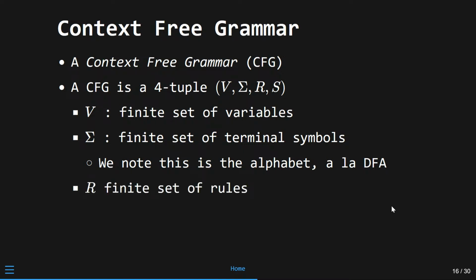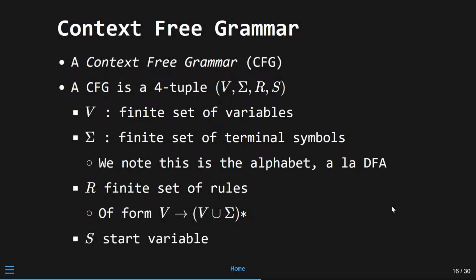What is a rule? A rule is a tuple. It's an ordered pair, right? It's an ordered pair of a variable and a string that contains elements of the variables and the terminal symbols. Variable, arrow, variable union terminal, which is R. Yep. And S is the start variable. We just have to specify our initial state. So S is an element of V. It's not a subset.